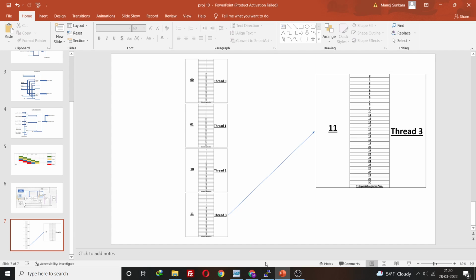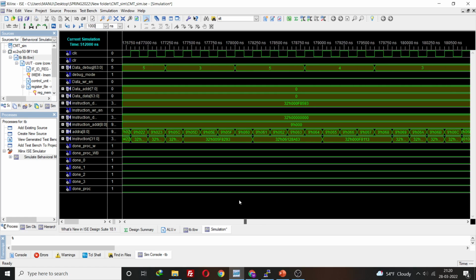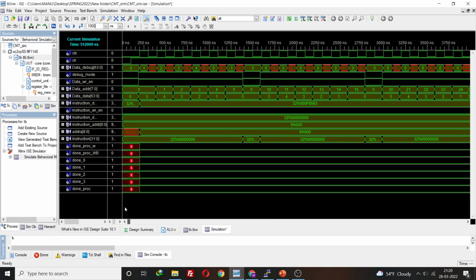Now looking at the simulation of the project, a simple bubble sort that sorts 6 digits was used, and each thread tries to sort the values at a different location. Thread 0 tries to sort 6 values starting from 0 and ending at 5. Thread 1 does the same for addresses 10 to 15. Thread 2 does the same for 20 to 25, and thread 3 does the same from 30 to 35.